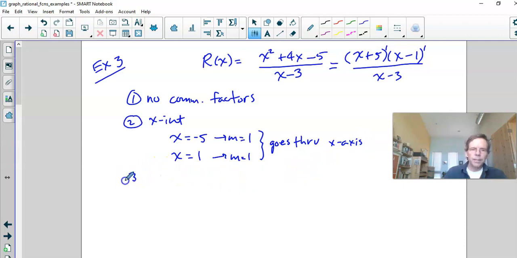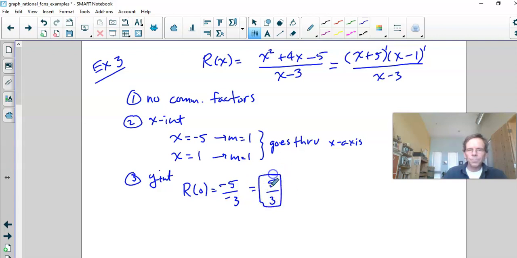Okay, step 3, the y-intercept. That's where x is 0, right? So we want the rational function at x equals 0. We can easily see from this standard form that the only thing that's going to remain if we put x equals 0 in here is -5 over -3. So negative over a negative is positive, so we get positive 5/3 for the y-intercept.